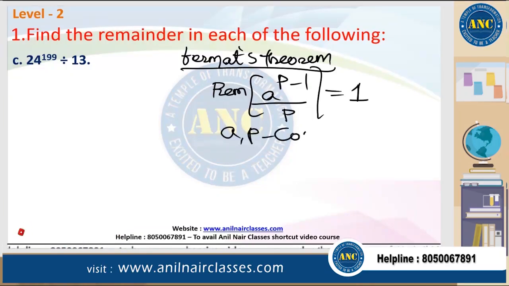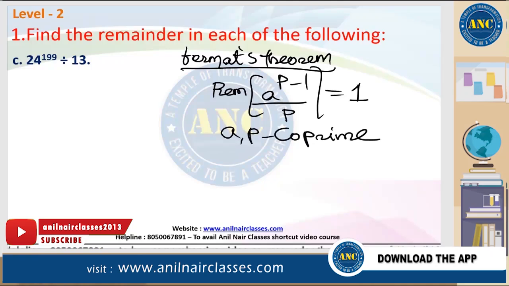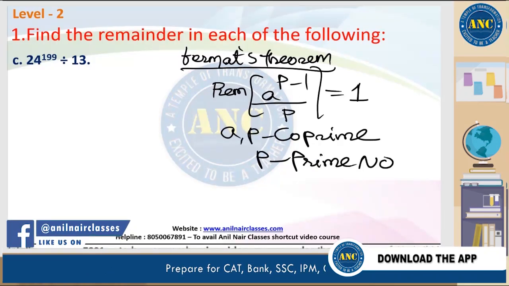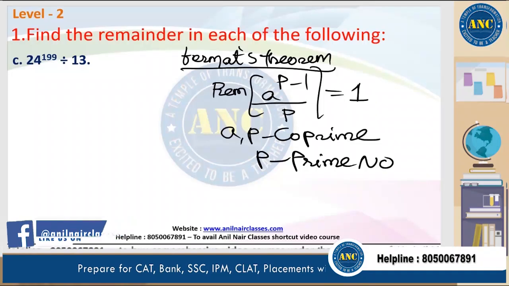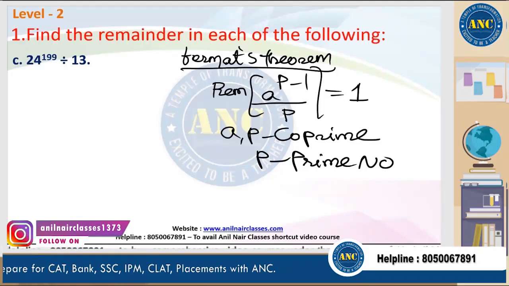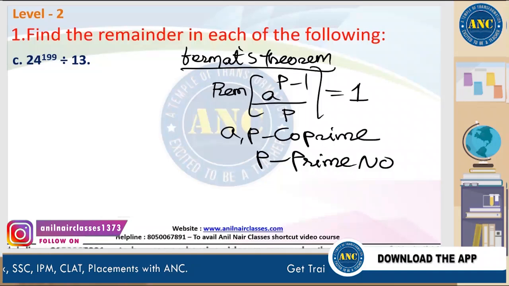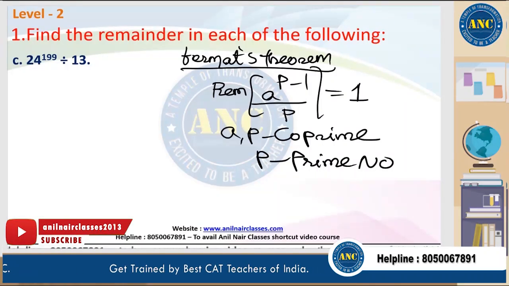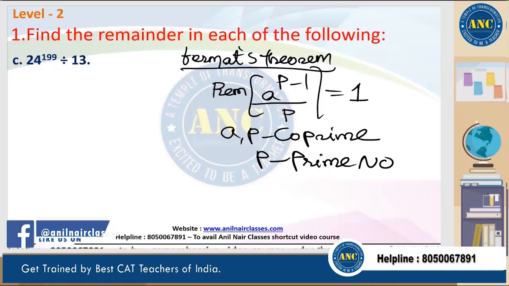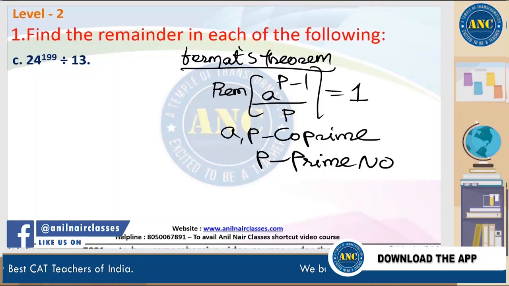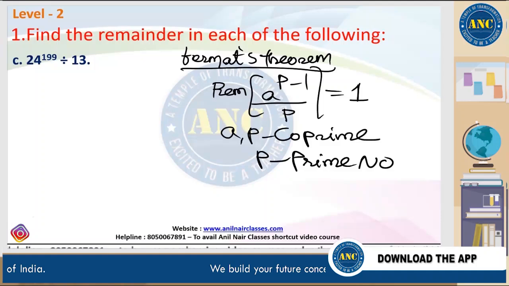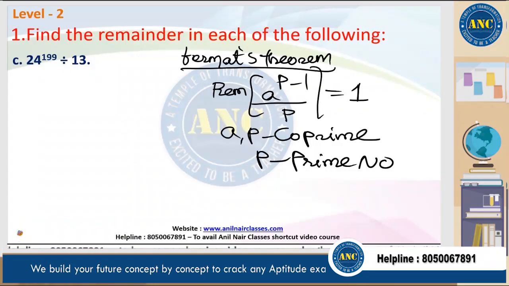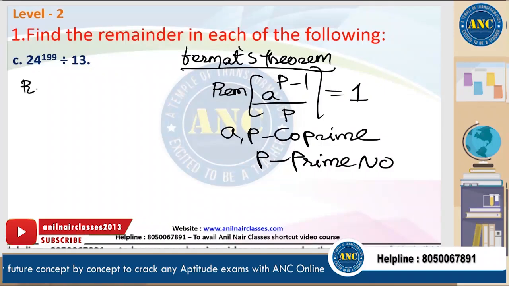a, p are co-prime to each other, and p is a prime number. Remember, Fermat's theorem is used when the denominator is a prime number. Euler's theorem is used when the denominator is a composite number. Yesterday I gave a table of when to use which theorem. What is the drawback of Euler's theorem? Everything I discussed.